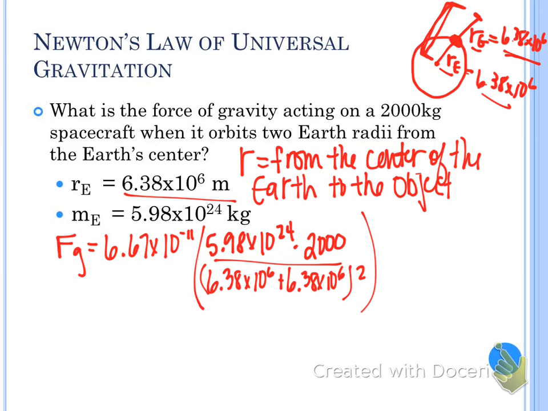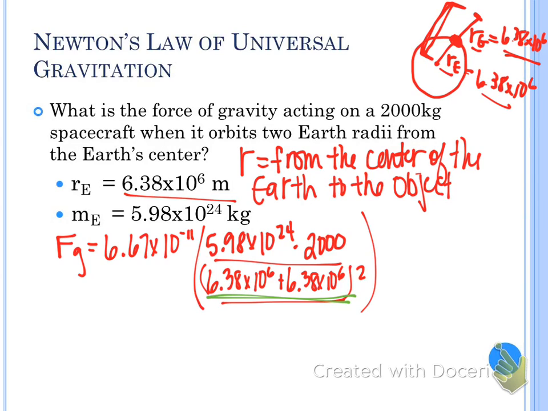Okay, so my first step here is going to be, I usually start on the bottom. I usually start with this term right down here, the radius. Okay, so in my calculator, I'm going to hit 6.38 times 10, or E. I use the E button. E6 plus 6.38 E6. And then I'm just going to hit square, and it's going to square my entire answer. So when I added those two together, I got 1.276 times 10 to the 7th. I'm just going to go ahead and hit square on my calculator, and it's going to say answer squared. And I'm going to hit enter.